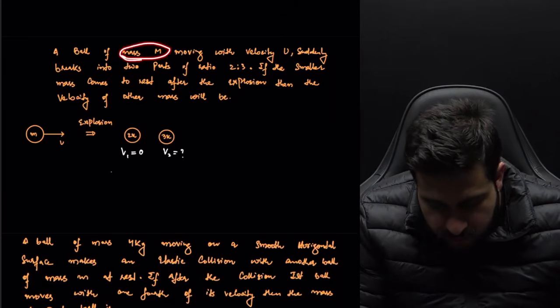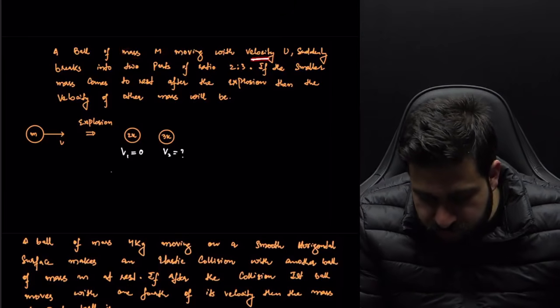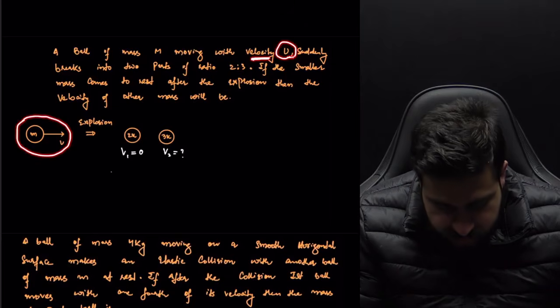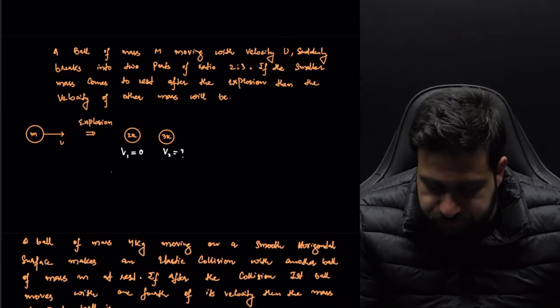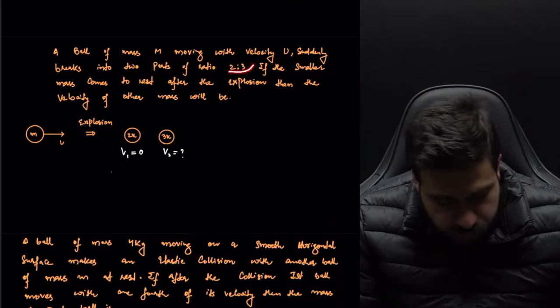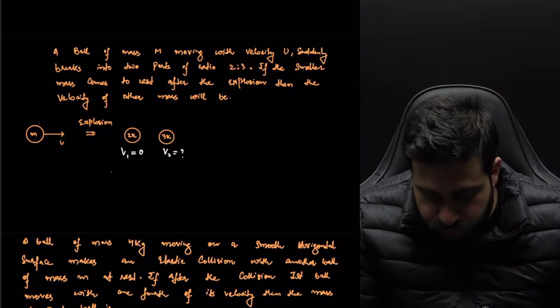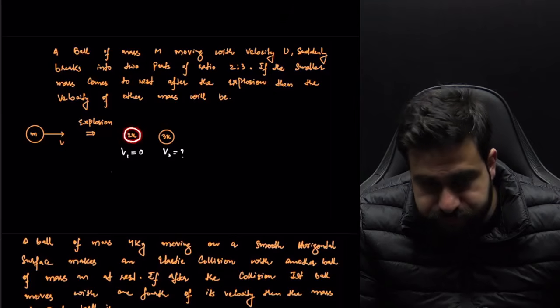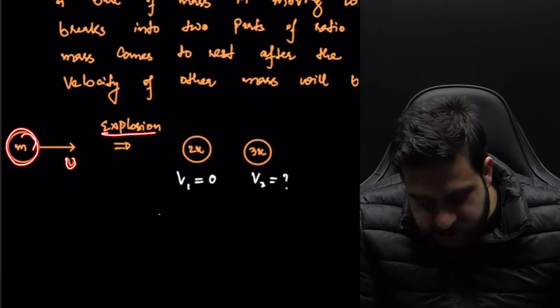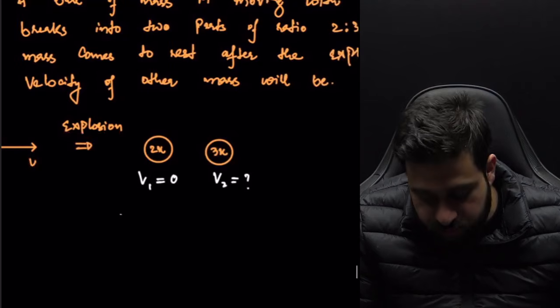A ball of mass m moving with a velocity u. There is a ball. It has mass m, and it is moving with a velocity u. Suddenly, it breaks into two parts of the ratio 2 is to 3. Explosion takes place. It breaks into the two parts.